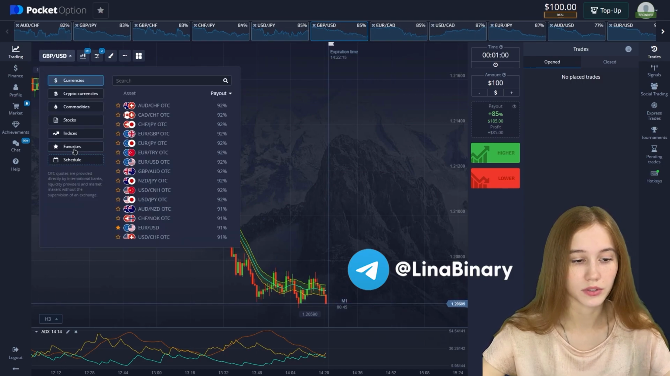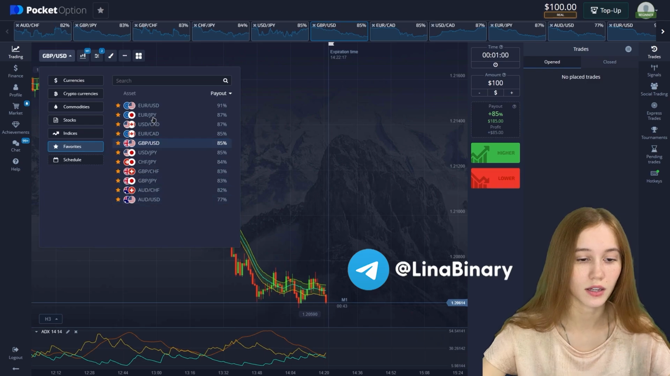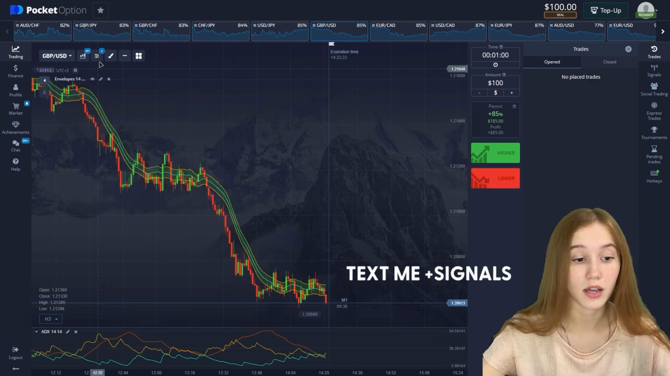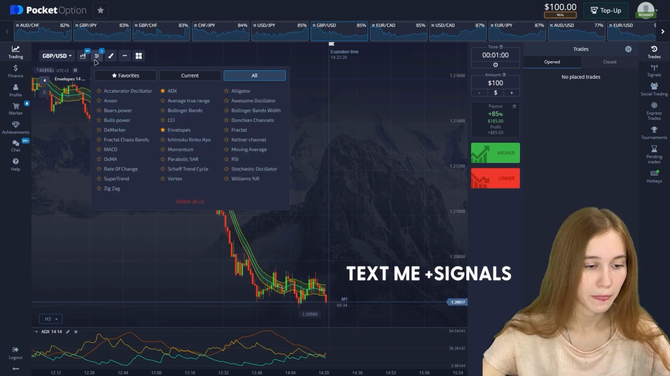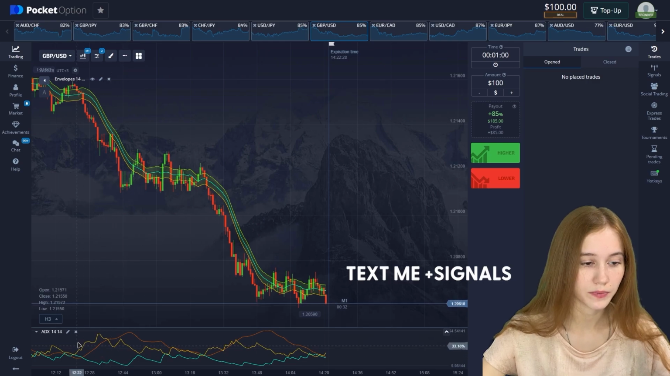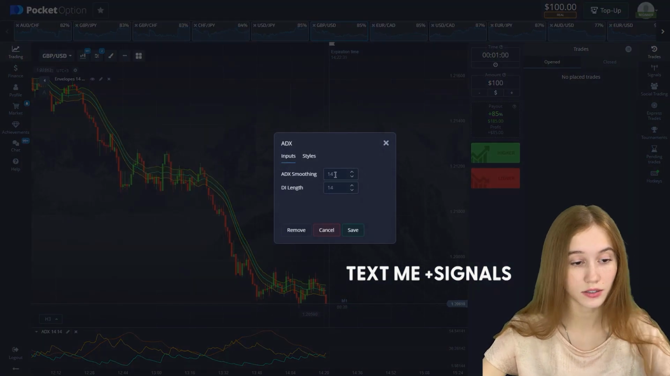So we'll also use two necessary indicators today. These are ADX and Envelopes. Let me tell you a little about these indicators. I'll start with the first one. Here are the settings for this indicator.